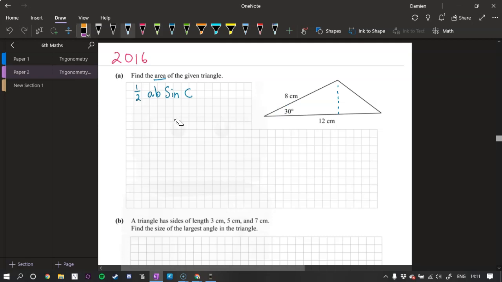So filling in all the details, we've got 1/2. Now, what are the letters? Well, I always go to the sine C first. So I'm going to make C 30 degrees. So this is going to be the sine of 30 degrees, capital C. And then a and b are going to be the two sides, which is here and here. They're the two sides on either side of your angle. So that's going to be 1/2 multiplied by 8 multiplied by 12 multiplied by the sine of 30. Throw it into the calculator and you end up with the area is equal to 24 centimeters squared.